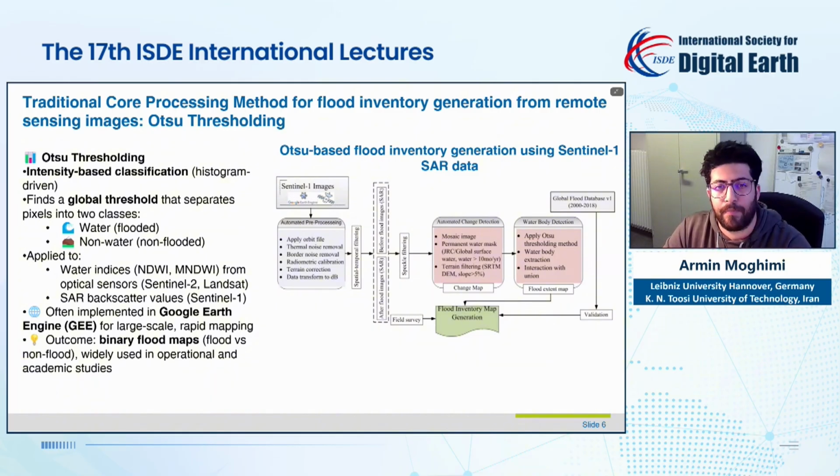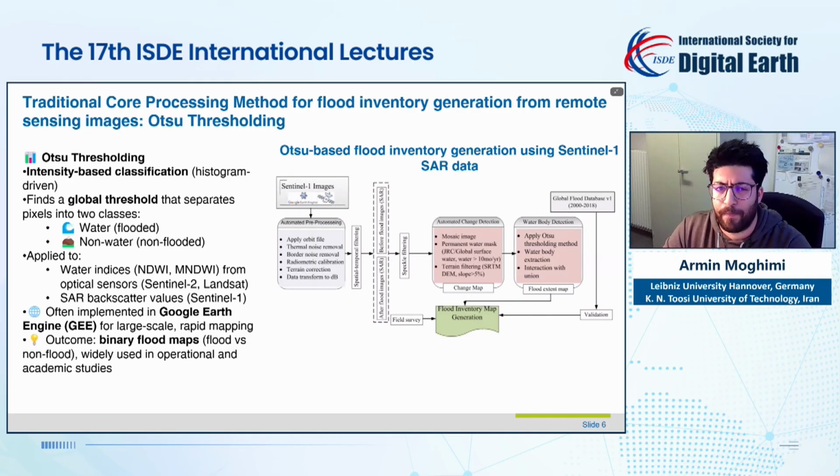In flood mapping, thresholding is applied to indices like, for example, NDWI or MNDWI from optical images, or to the Sentinel-1 SAR backscatter. It is also widely used for large-area rapid flood detection, which can be easily programmed in a cloud-based platform like Google Earth Engine. The result of this thresholding is a simple binary flood map that shows us the flooded and non-flooded areas, which is then turned into a flood inventory.